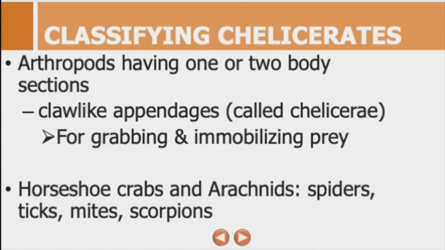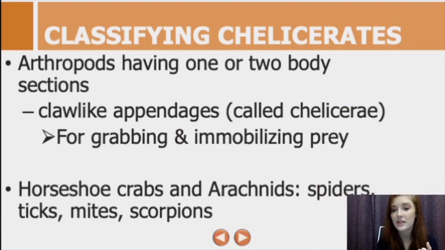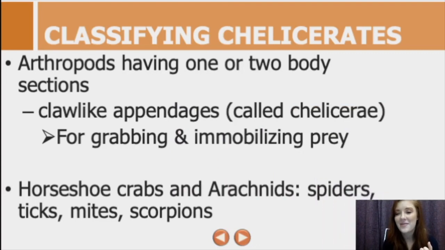So what makes chelicerates? These are arthropods that have 1 or 2 body sections. They also have what's called chelicerae. That's how they get their name and partly how they get their category, because they have this claw-like appendage that's going to help them immobilize prey. You'll see a picture in just a second. We have horseshoe crabs and arachnids in this section.